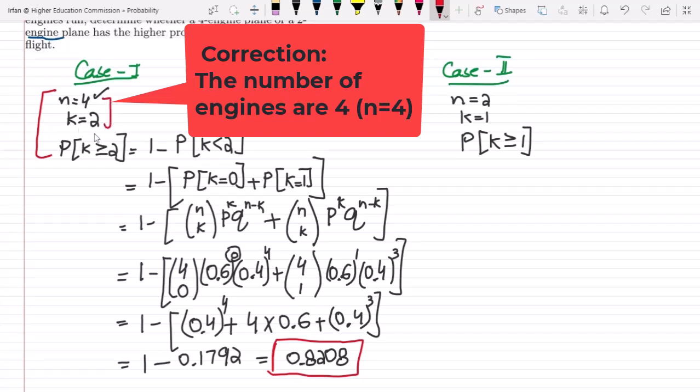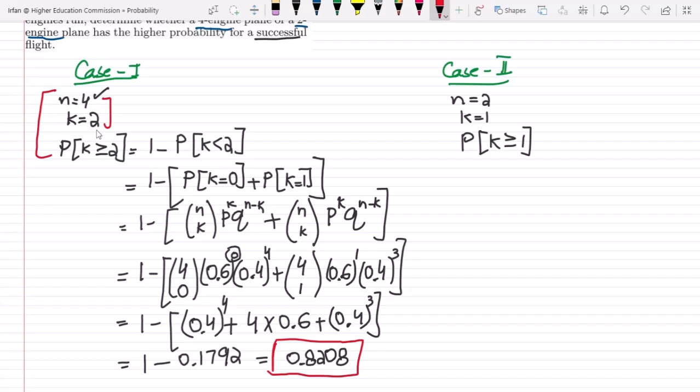This is the solution for case 1, where the number of engines is 4 and we need the number of operational engines to be greater or equal to 2. Let me proceed to case 2 and separate them out.